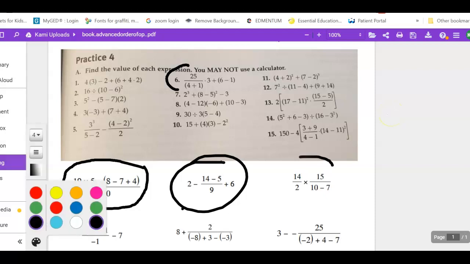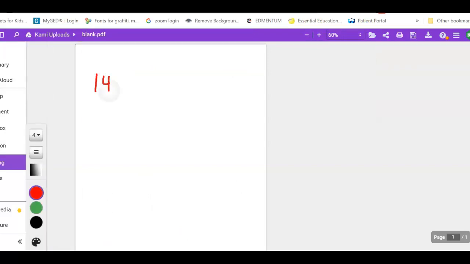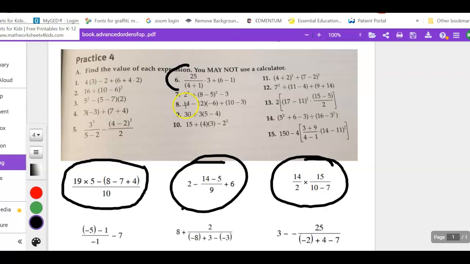This time, might as well go straight in a row. Let me go ahead and do this one. I'll bring that one over. 14 divided by 2 times 15 divided by 10 minus 7. Okay, let me make sure I wrote that down right. Is that where I am? Yep, 14 over 2 times 15 divided by 10 minus 7.